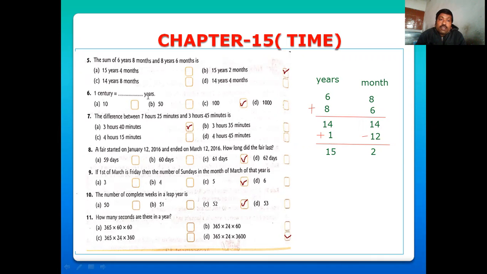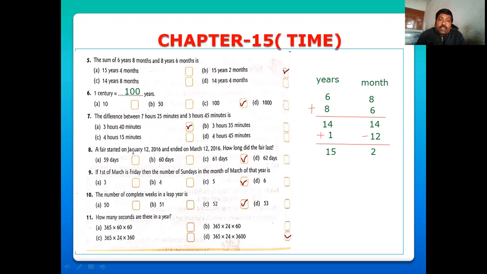A century is equal to how many years? This is the information type questions only. A century is equal to 100 years. The difference between 7 hours 25 minutes and 3 hours 45 minutes: we will subtract 3 hours 45 minutes from the 7 hours 25 minutes. This type of question I have explained previously. And now see the question number 8.